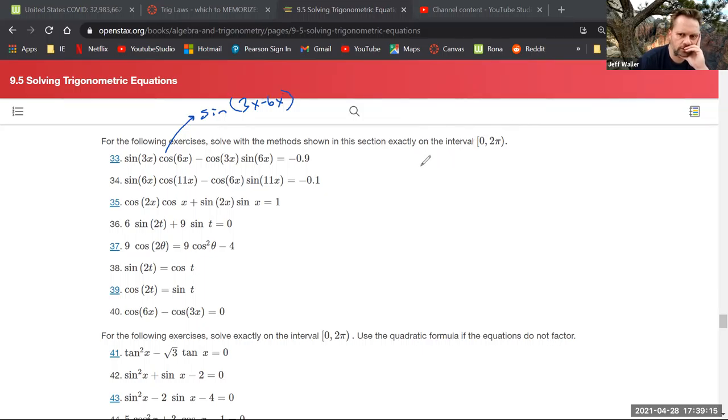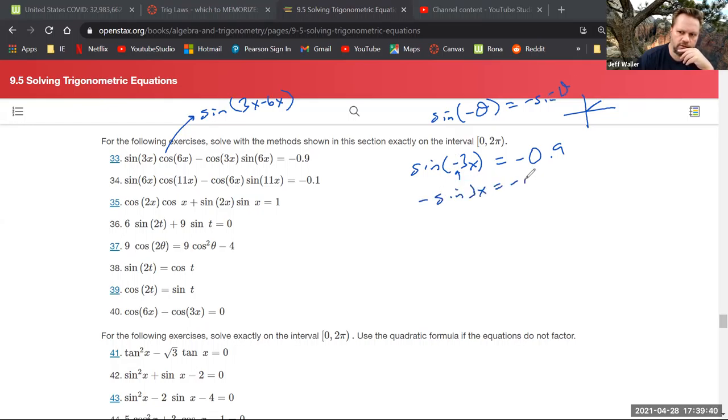Because from there, I was like, what do I do with the 3x? I'm going to assume you did this, because that's what that is, right? And what is sine of negative theta? Also negative? Well, it becomes negative, yeah. So sine of negative theta is negative sine theta, so you can rewrite this as negative sine of 3x. So the negatives cancel, do you see that? Yeah. All right.